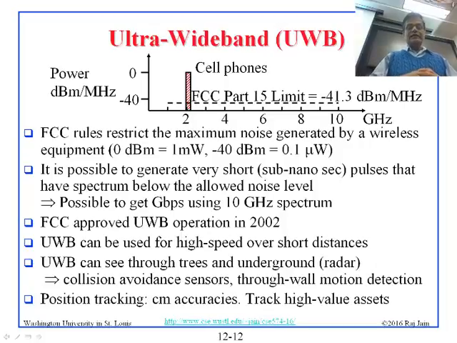And UWB can see through trees, underground, collision, through-the-wall motion detection, and so on and so forth. So anyway, the interesting thing is, because it is not just one frequency, it has some low frequency, some high frequency. The low frequencies can go through the walls much better than the high frequency. You know, the light cannot go through this wall, but 2.4 gigahertz can, and if you have below that, maybe 1 megahertz, that can go even more. So UWB has many applications, okay?